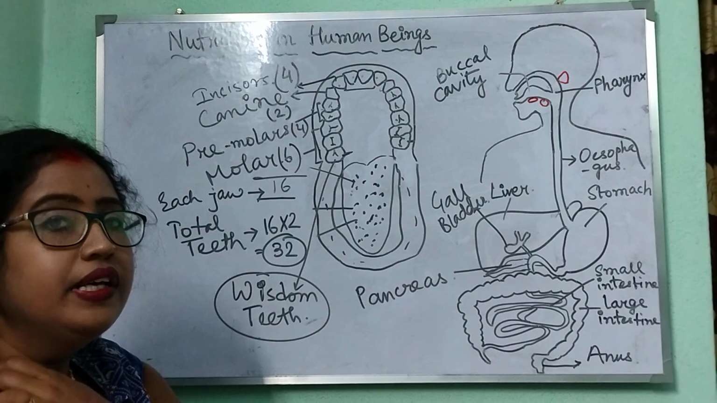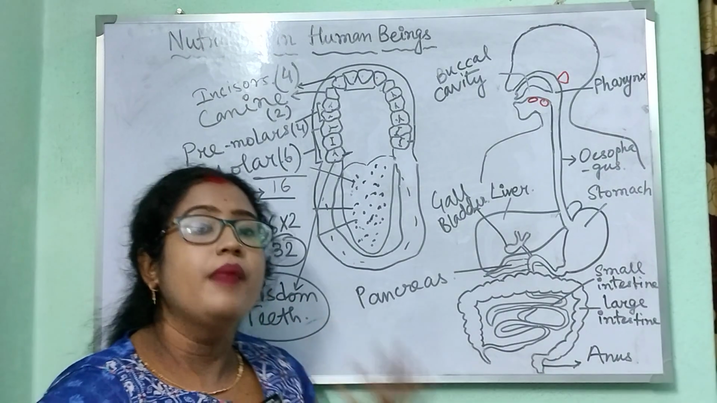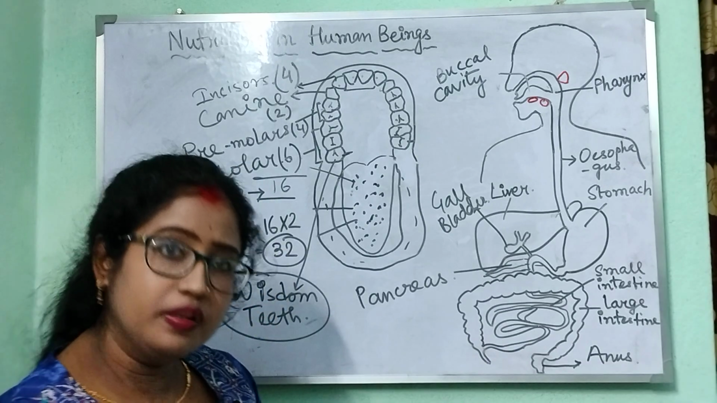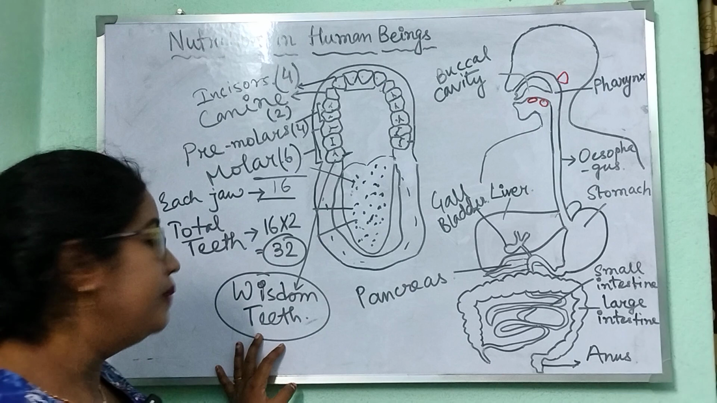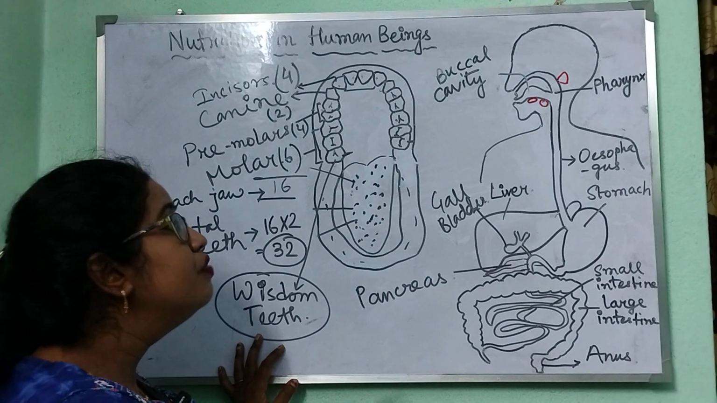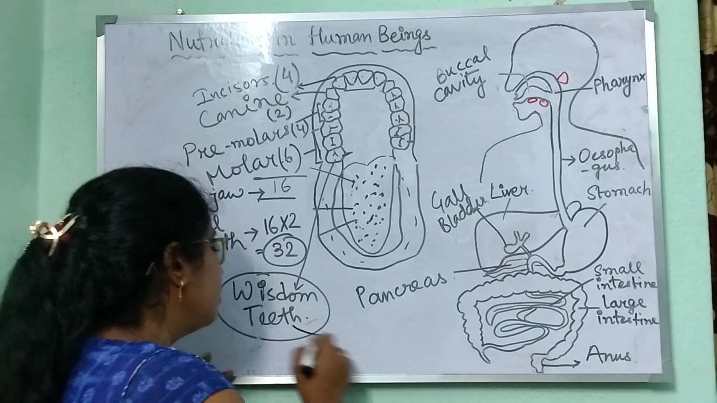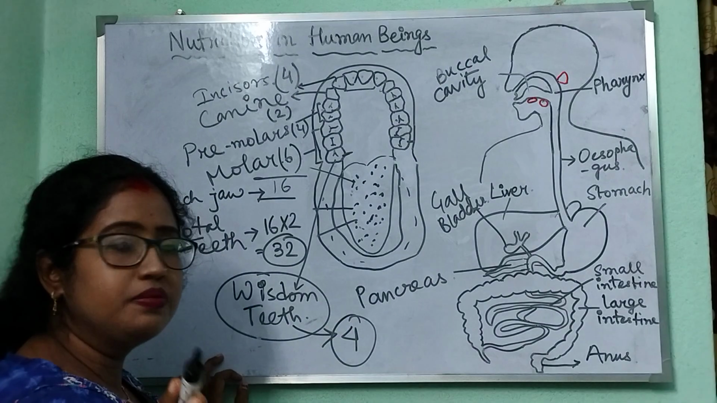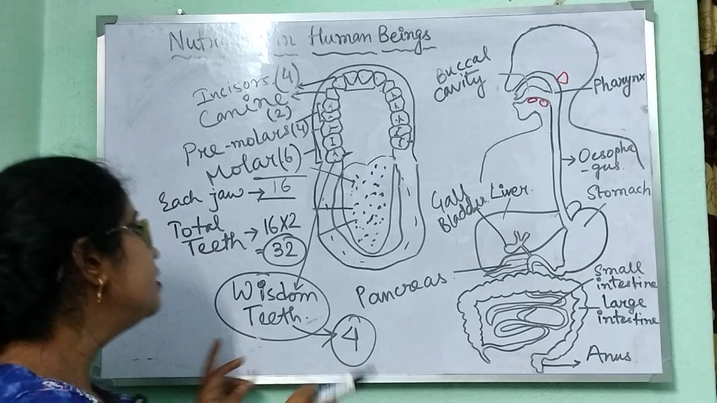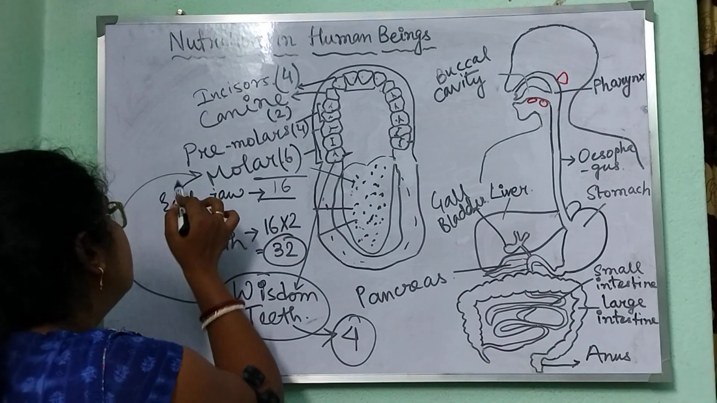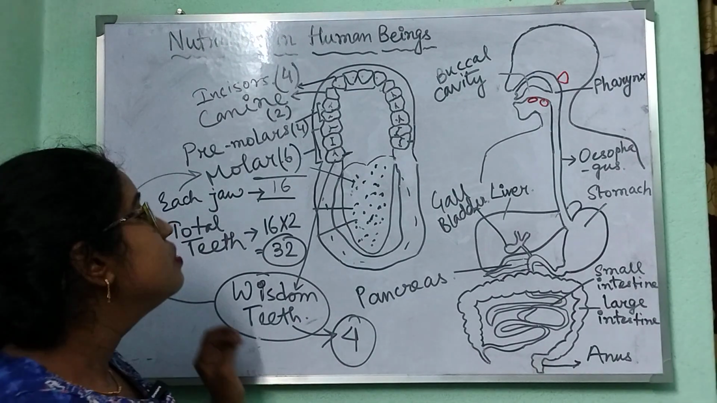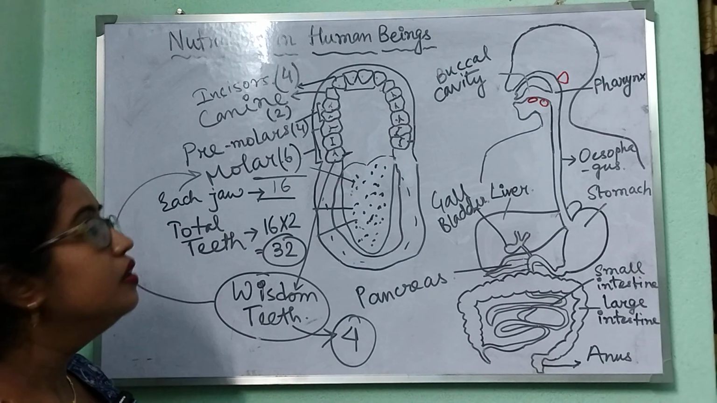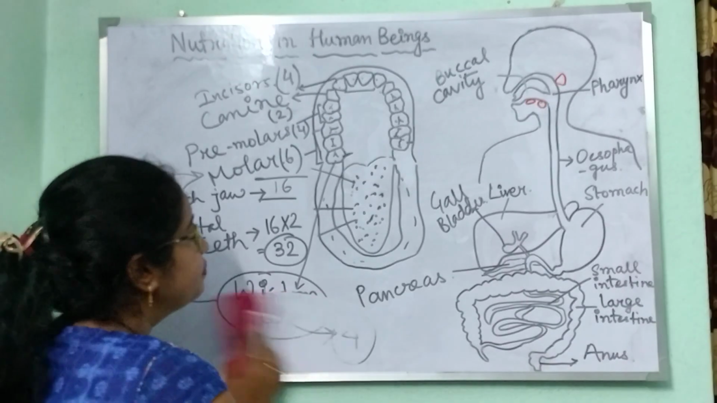These teeth actually appear when we became mature, or when humans became mature. So after getting maturity, it appears. We have 4 wisdom teeth. The number of wisdom teeth is 4. The wisdom teeth are nothing but the molar teeth. Okay. So human wisdom teeth are nothing but the molar teeth.